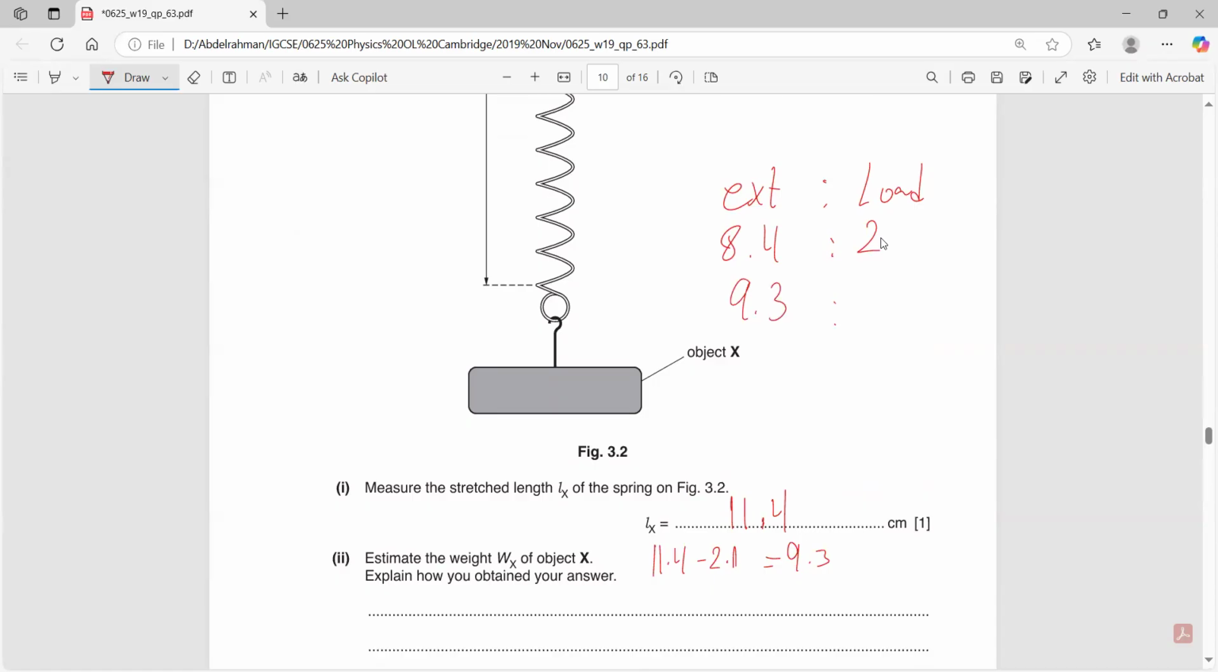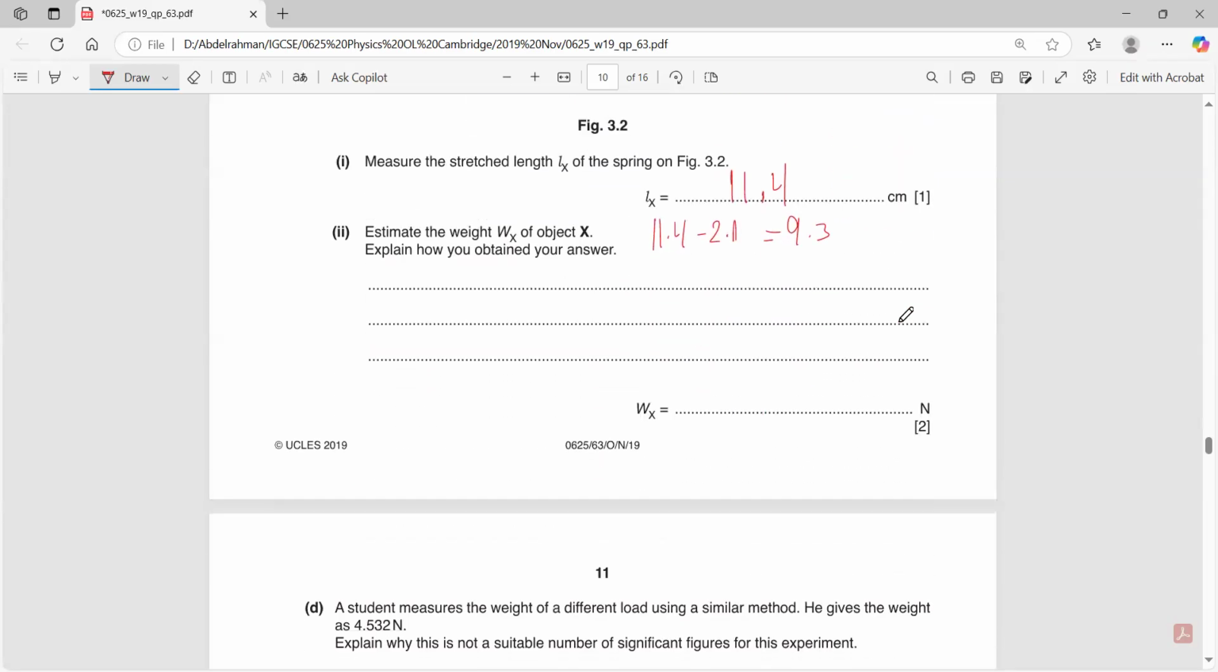Yes, I can find the load by cross multiplying. 9.3 times 2 divided by 8.4 would be 2.2. So this estimate for the load would be around 2.2 newtons.